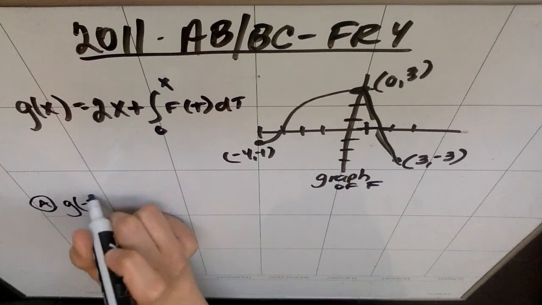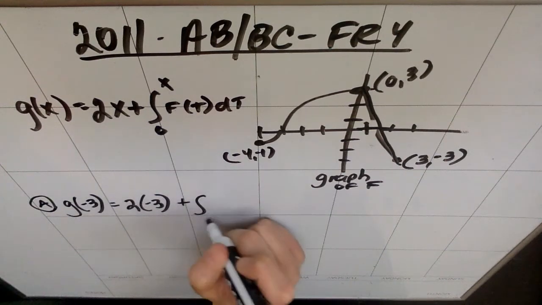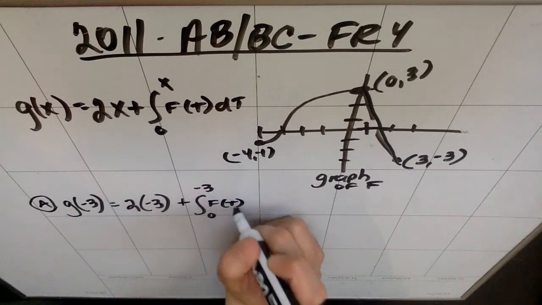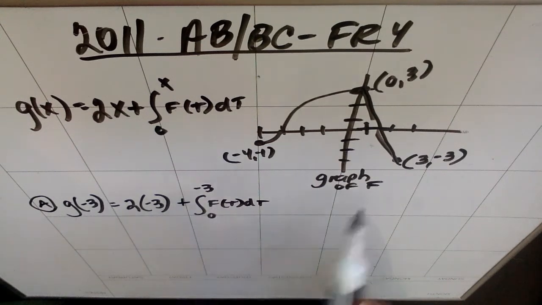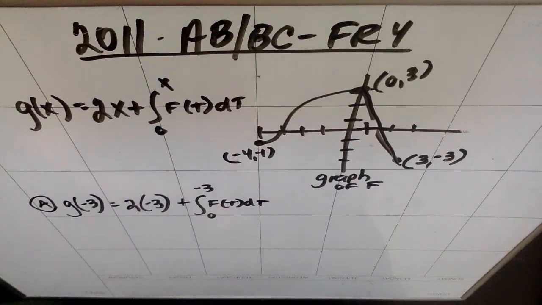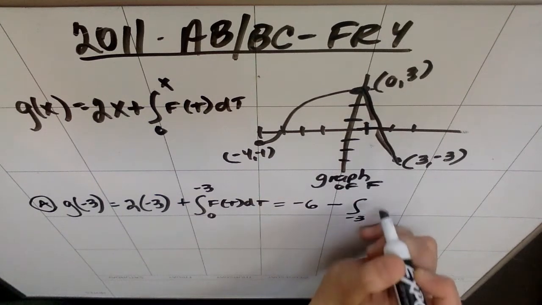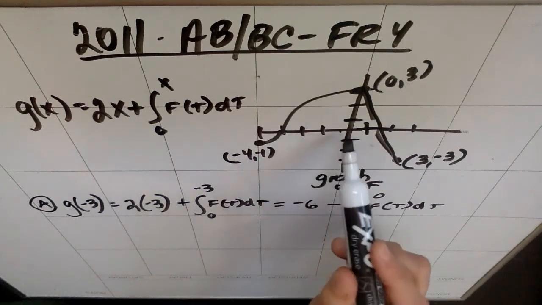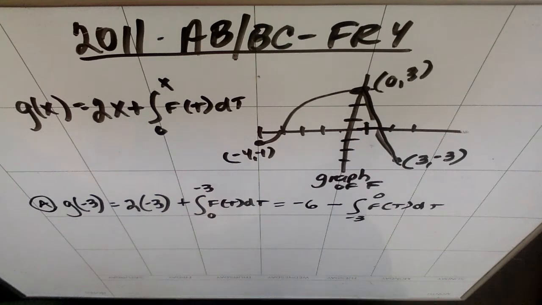So g of -3 is going to be 2 times -3 plus the integral from 0 to -3, which has bounds that are reversed, so we're going to deal with that in a sec, of f of t dt. This is integrating backwards, right? We usually integrate from smaller number to larger number. So this is the same as -6 minus the integral from -3 to 0 of f of t dt. Well, the integral from -3 to 0 is a quarter circle of radius 3, right?